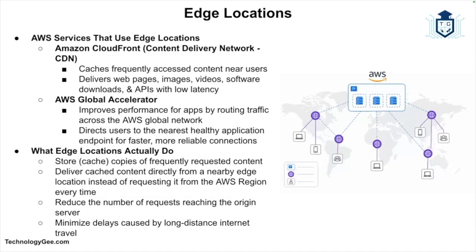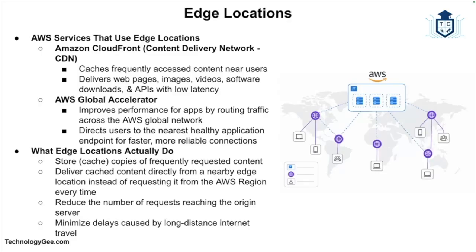All right, next, let's talk about edge locations. And this is where performance gets interesting. So edge locations are used by services like Amazon CloudFront and AWS Global Accelerator. And these locations are closer to end users than regions. So what do they actually do? Well, they cache content like images, videos, or web pages, so users do not have to reach all the way back to a region.